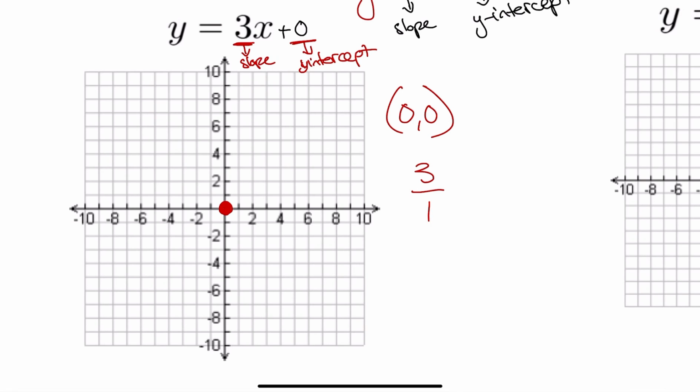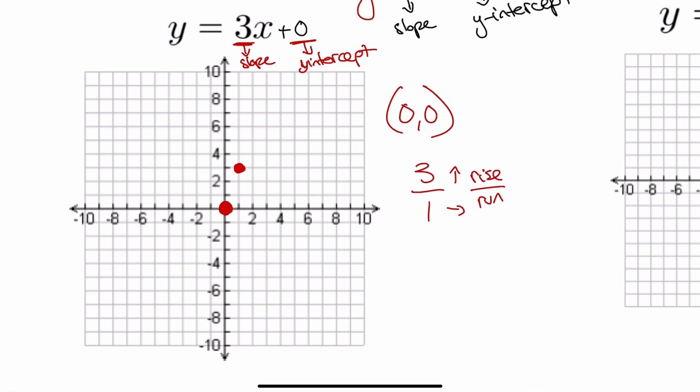So remember, your slope is going to be rise over run. So this is telling me that we are going to go up 3 and then to the right 1, because both of our numbers are positive. So I'm going to start at the last point that I put down. I'm going to go up 1, 2, 3, and over 1. So my point is going to be right here.